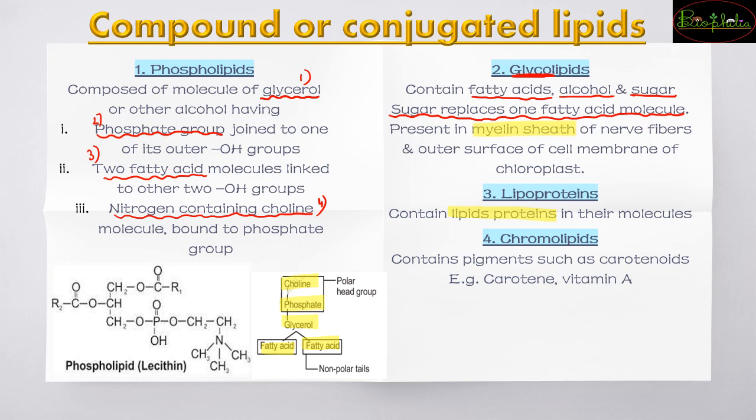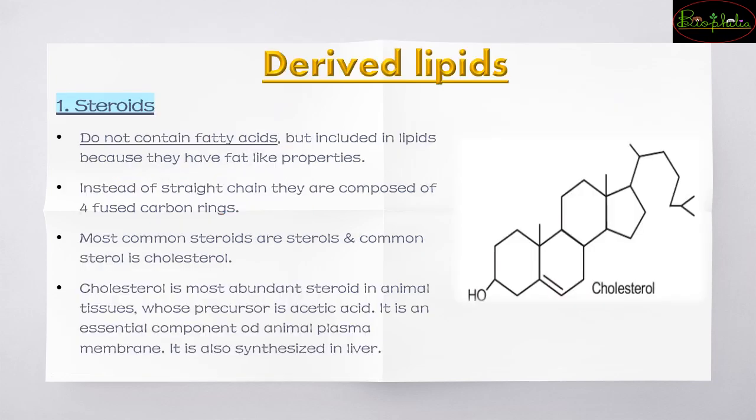Chromo is the terminology that is used for color. So उसमें pigments होते हैं. For example, carotenoids और lipids साथ में आ गए. That will give you carotene या फिर vitamin A. So beta carotene can get converted into vitamin A in most of the animals. So beta carotene and vitamin A are the lipids that come under the category of compound or conjugate lipids because of chromolipid category. नेक्स्ट आता है अबाउट द डिराइव्ड लिपिड्स.